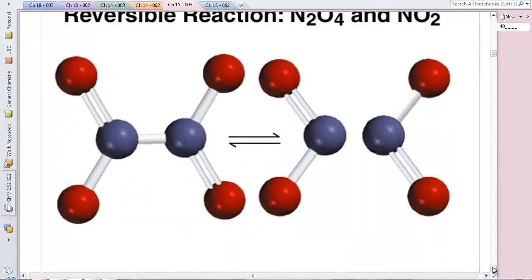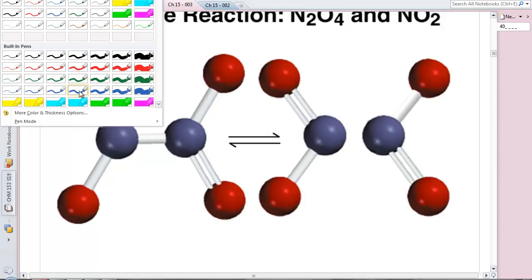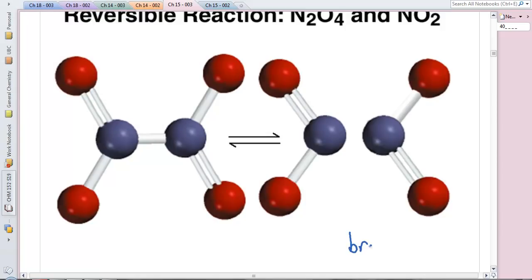Here's another reaction, and a lot of times I will show a video of this one, so I might do this in class on Tuesday. This is a nice equilibrium to follow because NO2 is a brown gas. It's a brown colored gas. N2O4, the reactant in this case, is colorless. So it's easy to see the position of this equilibrium change.